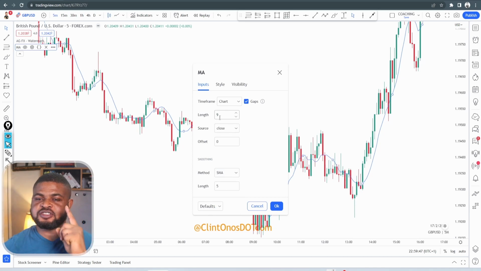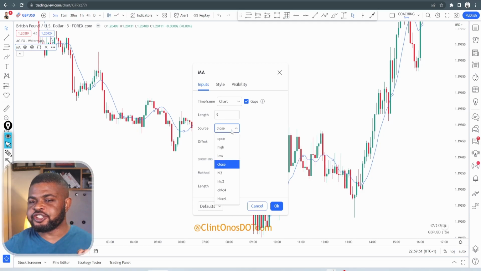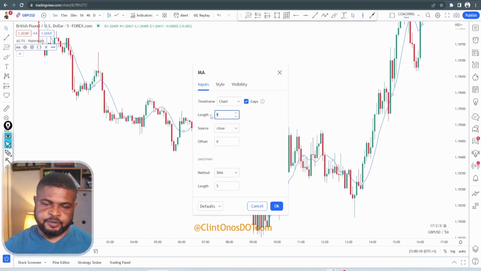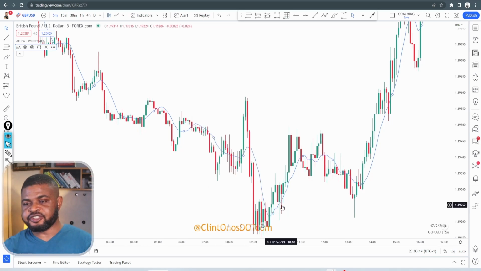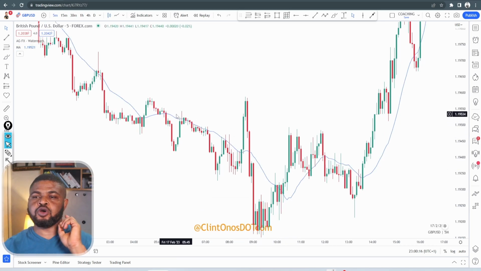And of course, this is where you change the length. You can also change whether it should be calculated based on the open, the high, the low, or the close, and some other parameters, but the close is the most popular application. For this tutorial, I will be using a 20 moving average, and I will leave the color blue.